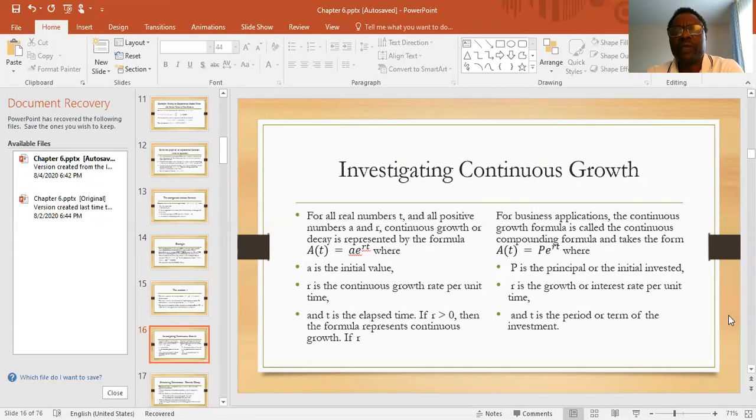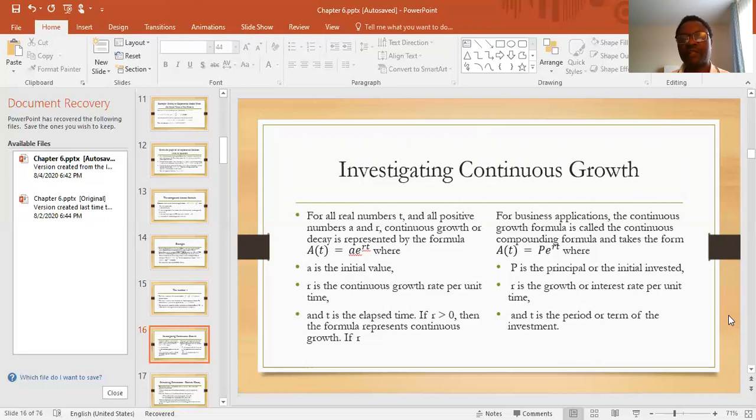Sometimes we may want to compound interest to compute the amount available at a continuous interest. That is, the interest is compounded continuously. The formula for this is A of t equals A e raised to power rt, where r is the interest rate and t is the time. If r is positive, the formula represents an exponential function.